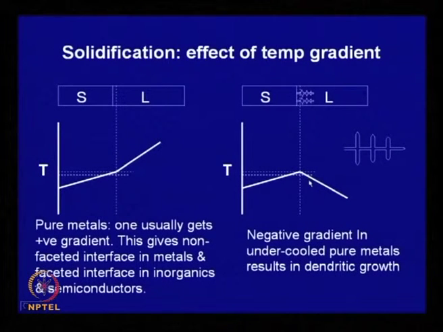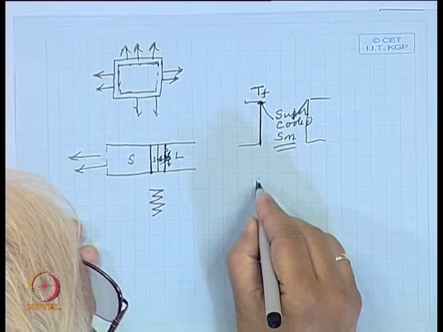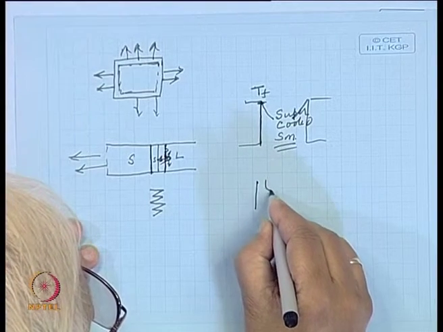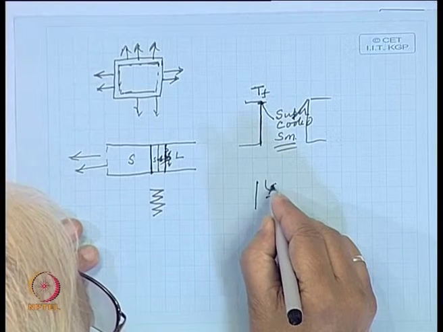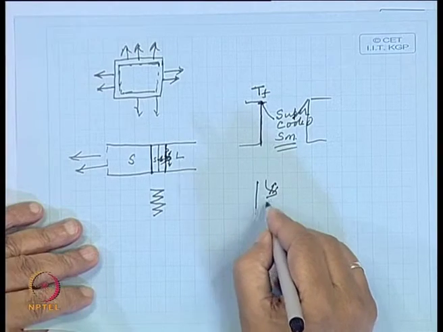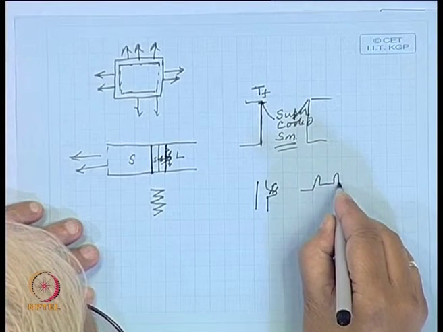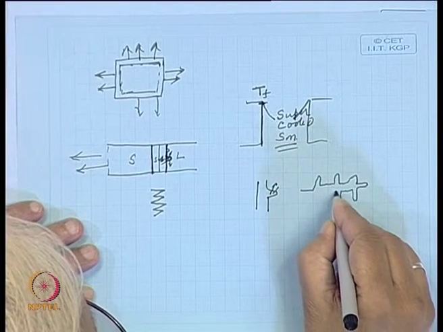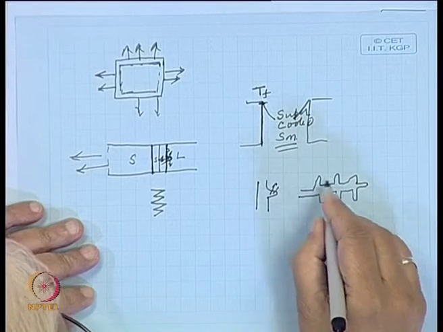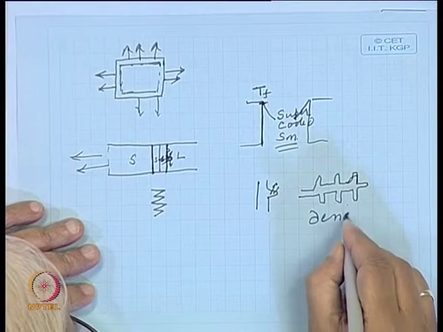So, something like this. In this case, since the temperature in the nearby area is less, if this is the interface and there is a deviation like this, this temperature is lower. So when it solidifies, the heat can flow in this direction as well. So this is stable. In this case, you have this type of tree-like structure developing. They are called dendrite, which in Greek means tree-like. So this is called dendrite.